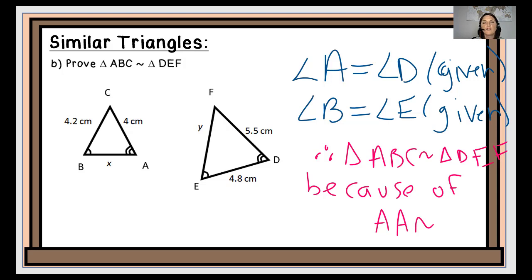Now that we've proven the triangles are similar, we could go and figure out the lengths of side X and Y. I think we'll save that for another day.